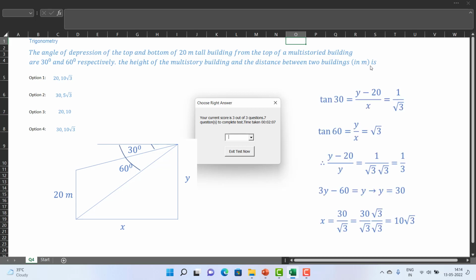In terms of tan 30 and tan 60, we can get tan 30 is equal to 1 by √3, that is y minus 20 divided by x, and tan 60 is √3, that is equal to y by x. We can solve the two equations and we'll get the answers as y is equal to 30 and x is equal to 10 √3. So option 4 is the correct answer. Bravo.